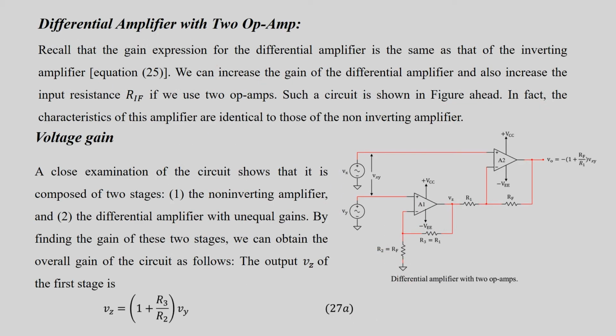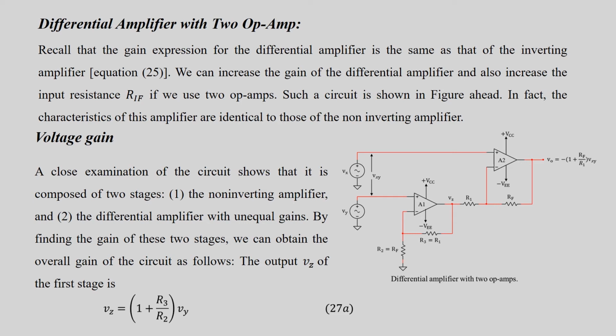Now we'll talk of the differential amplifier with 2 op amps. Here we have seen already that the gain expression for the differential amplifier with 1 op amp is the same as that of an inverting amplifier. So we can increase the gain of the differential amplifier and also increase the input resistance if we use 2 op amps. Such a circuit is shown here.